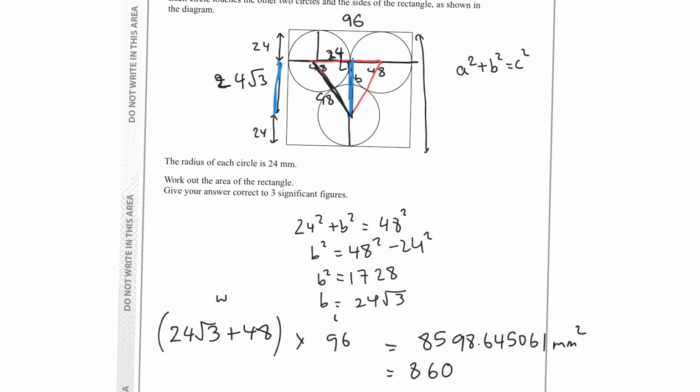And then because we want it to three significant figures, we would round our answer to 8,600 millimeters squared. Okay? Alright, good. So three significant figures would not be that. Three significant figures would be, because remember, three significant figures is like your total numbers. So that would be 859. Yeah, no, it would end up being 8599 if you rounded it to one decimal place. However, this is four significant figures. So to make it to three significant figures, it would be that.